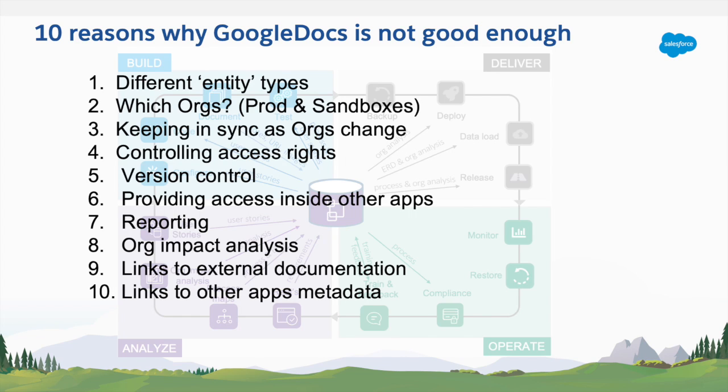Number 4, a spreadsheet, Google Docs, everyone has access to. So how do you control access rights? How do you give some people view rights, other people edit rights? You don't necessarily want the end users changing any documentation, but some of it you may want to expose to them as help material. So you need to think about access rights. We talked a little bit earlier about version control, particularly if you're in a regulated environment where you need to show that there's versioning of the documentation.